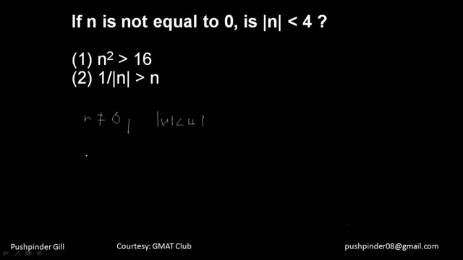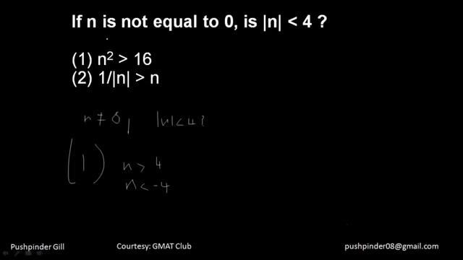Statement number 1: n square is greater than 16. That means either n is greater than 4 or n is less than negative 4. If n square is greater than 16, n can be 5, 6, 7, 8, 9, 10, or n can be negative 5, negative 6, negative 7, negative 8, negative 9, negative 10, all those values, because I just have to say what values satisfy n square greater than 16. Negative 5 square is 25, which is greater than 16.